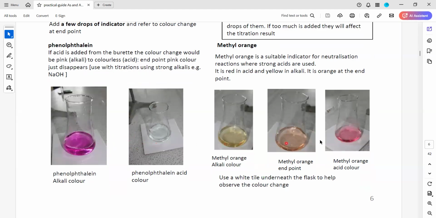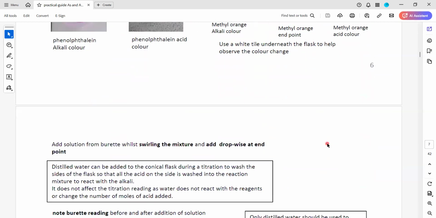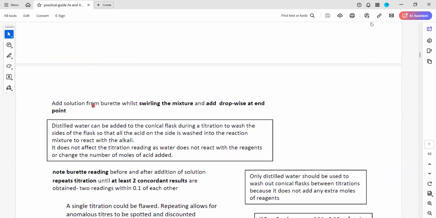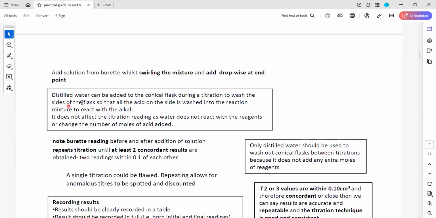What is the reason for using these white tiles? So that we can observe the color change more prominently. Okay. So when you are adding a solution from the burette, we always swirl the mixture and we add drop wise at the end point.